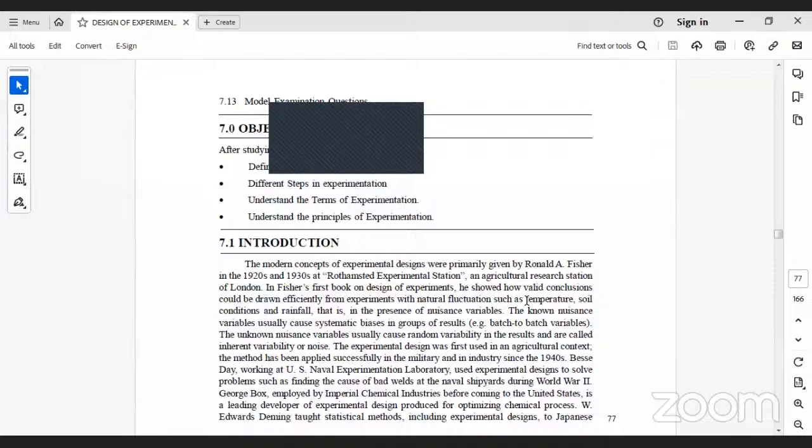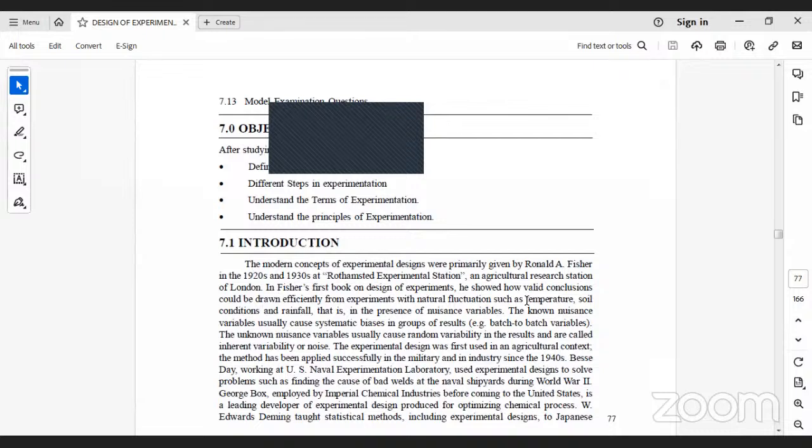Experimental design was first used in the agricultural context, and has been applied successfully in the military and industry since 1940. The US Naval Experimentation Laboratory used experimental design to solve the problem of finding the cause of bad welds at the naval shipyards during World War II.